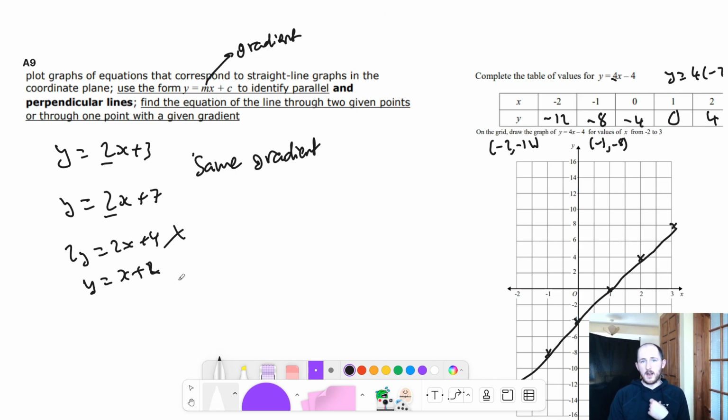For perpendicular lines, their gradients are the negative reciprocal. So if I have y is equal to 2x plus 2, the perpendicular line would have to be flip it, so a half, make it negative, and that will be the perpendicular line instead.